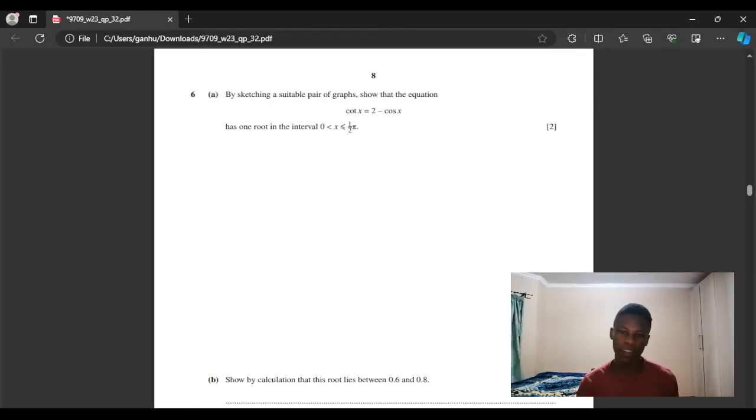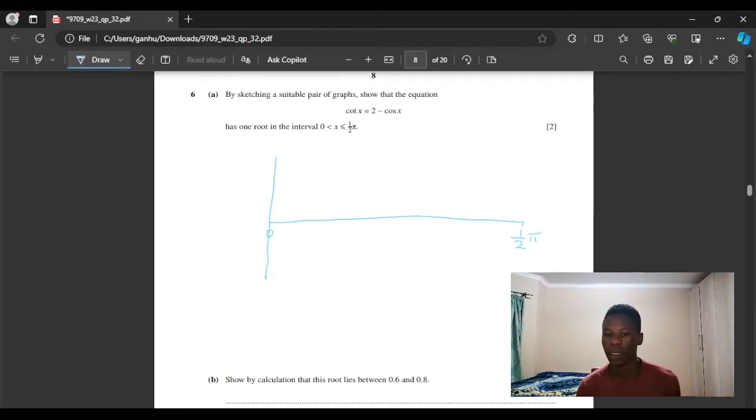Number 6a, by sketching a suitable pair of graphs, show that the equation cot 2x is equal to 2 minus cos x has one root in the interval 0, x is between 0 and half pi. Okay, so let's draw our plane. We're going from 0 to half pi, and this is 0.